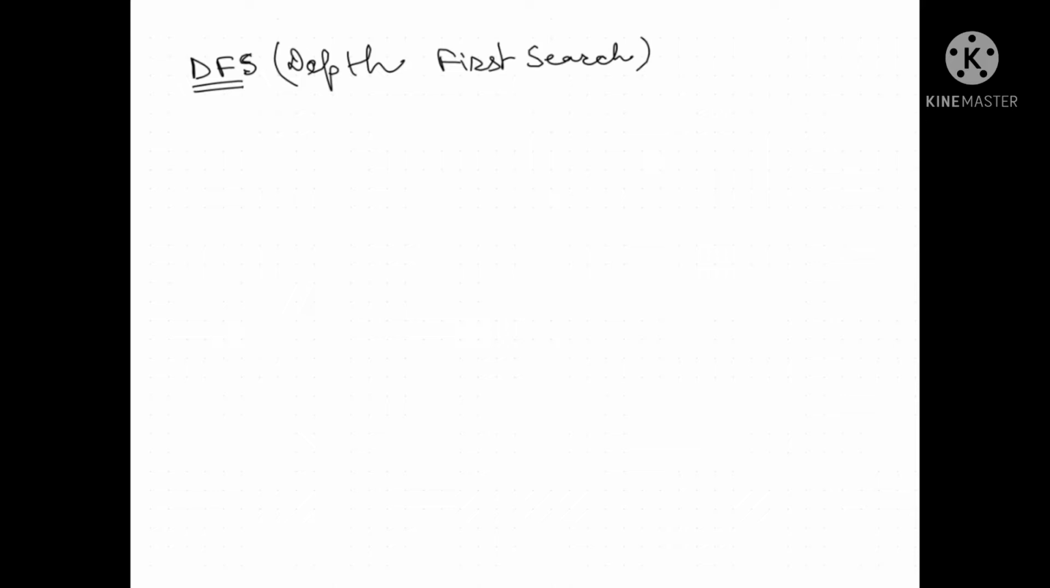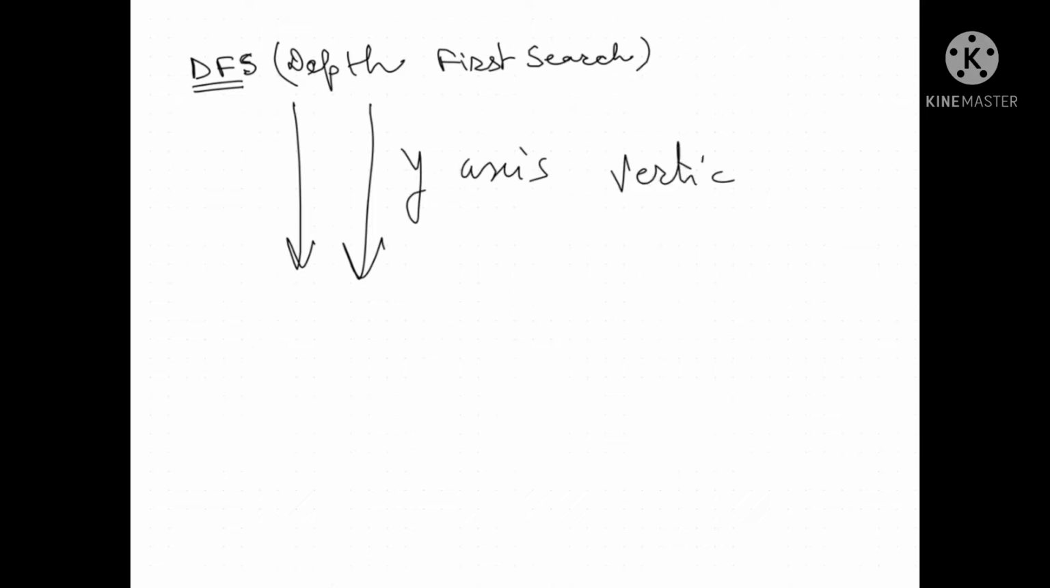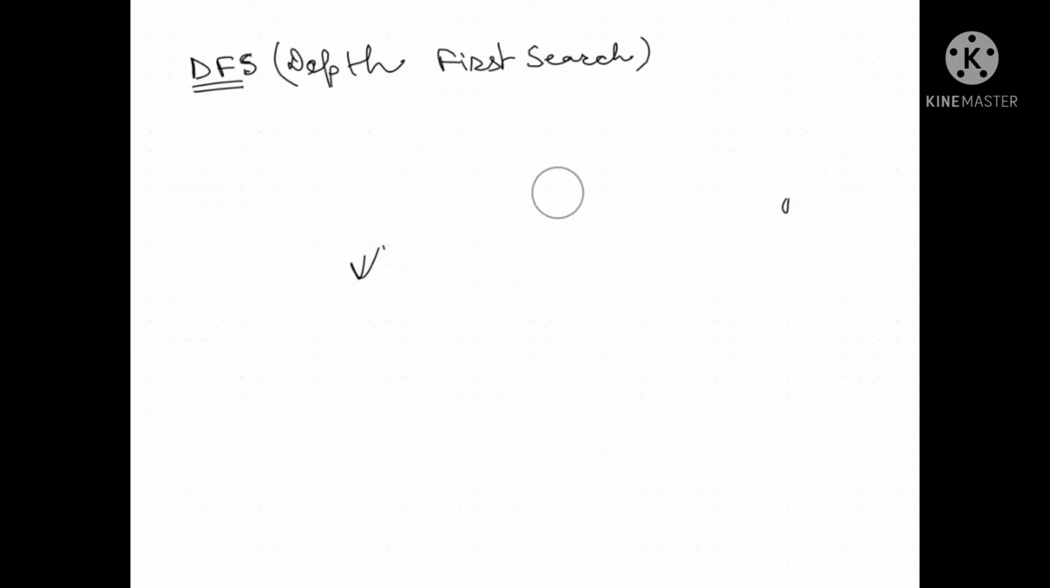We will be learning about another technique of tree traversal today. Depth first search. By the name itself it says it travels vertically, along the y-axis. That is what depth is, and that is why it is called depth first search. Now let us begin.